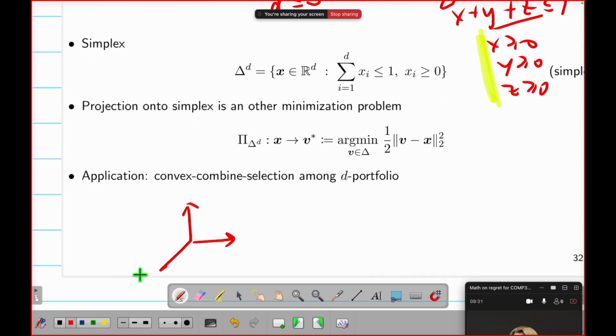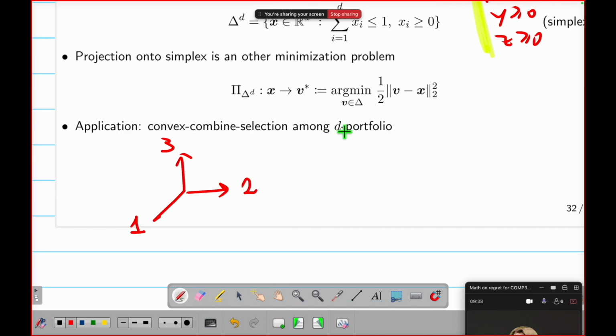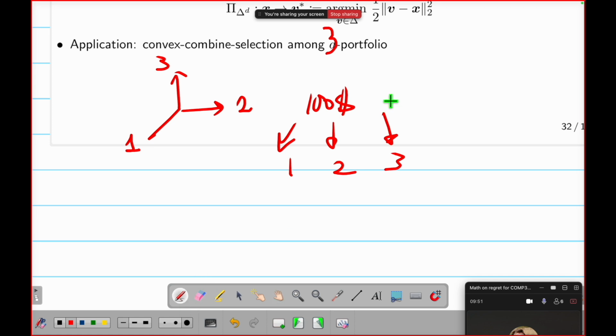You can think of portfolio 1, portfolio 2, portfolio 3, 3 portfolios, D is 3, okay? Now we have $100. You now go to 1, 2, 3. We know money cannot be negative in investment. So if you go to number 1, you have to pay some money, X money. It has to be larger than 0. If you go to number 2, you have to pay Y money, larger than 0. If you go to number 3, you have to pay Z money. It has to be larger than 0.